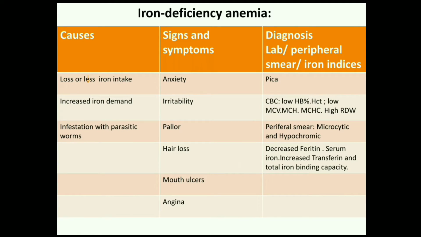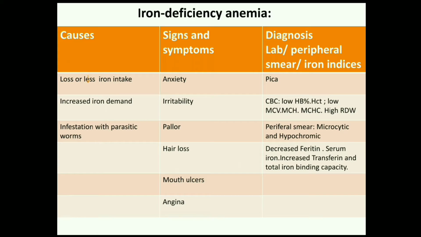Causes, signs and symptoms and diagnosis of iron deficiency anemia. Loss of iron or less iron intake may have symptoms like anxiety. Its diagnosis is pica. Increased iron demand has symptoms like irritability. The tests involved in this are low HB percent, HCT, low MCV, MCH, MCHC and high RDW. Infestation with parasitic worms has symptoms like pallor, hair loss, mouth ulcer and angina.